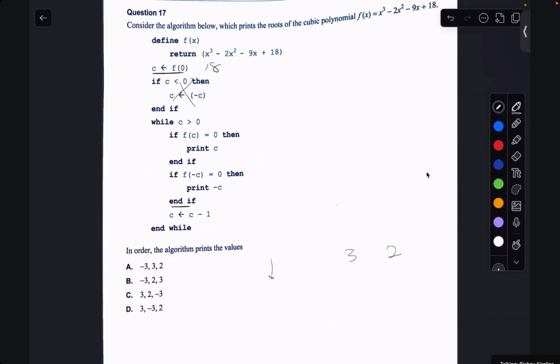So we'll get to 3. 3 is definitely the first one. And then it looks like 2 is the next value. So we would just subtract, and then f of 2 will be 0. So we'll print that. And then we'll define it as 1. Then go down all the way to the negative. So I'm pretty sure this is C.